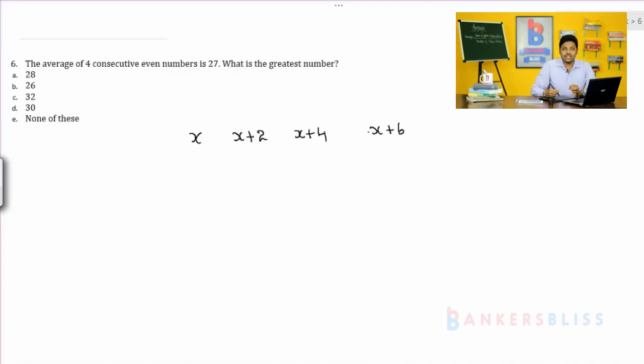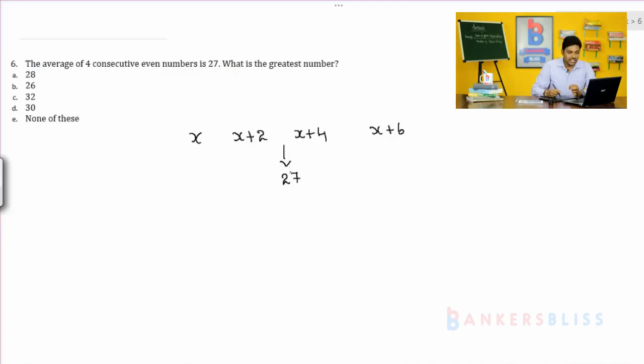So the middle term will be the average. They have given the average value is 27. So here the middle term will be in between x plus 2 and x plus 4, that is 27. Here the middle term will come. So what is the value of x plus 2? What is the value of x plus 4? In the question they have given that we have to calculate the greatest number. The greatest number is x plus 6.